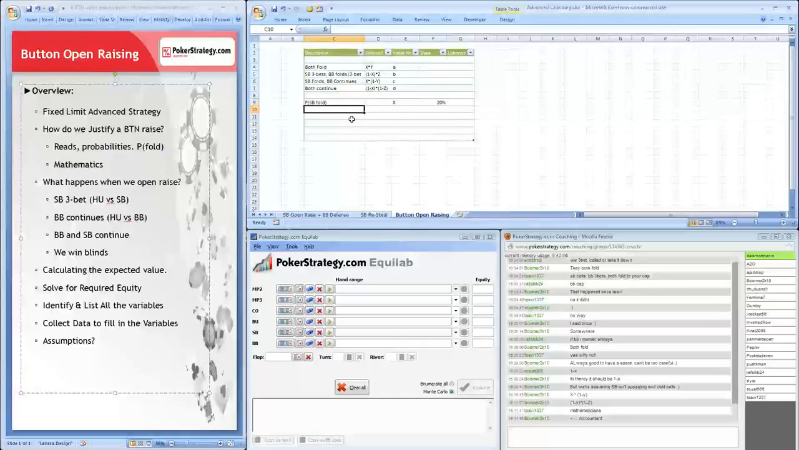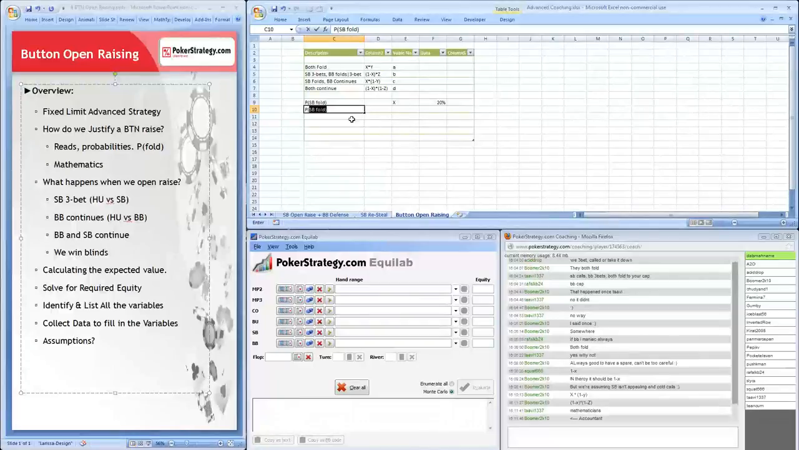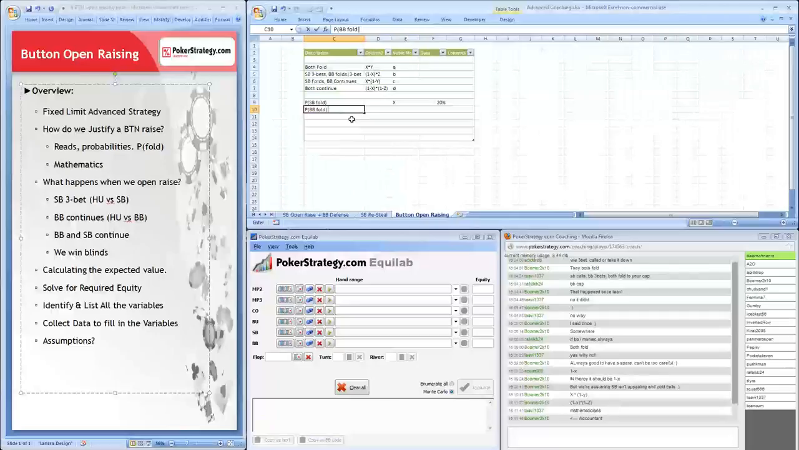Now, we also want to know what is the probability that the big blind folds given that the small blind has also decided to fold. And this is our variable for y. Let's say he decides to come along 50% of the time. He's defending his blind against our button open raise half the time, just as an example.